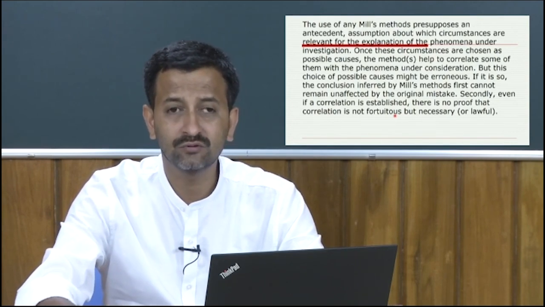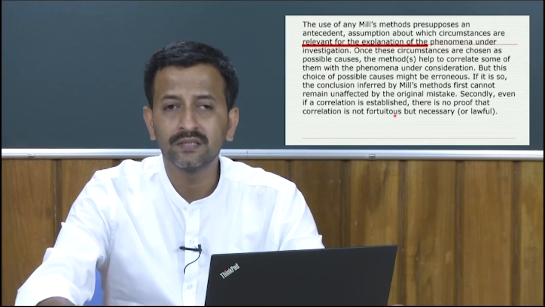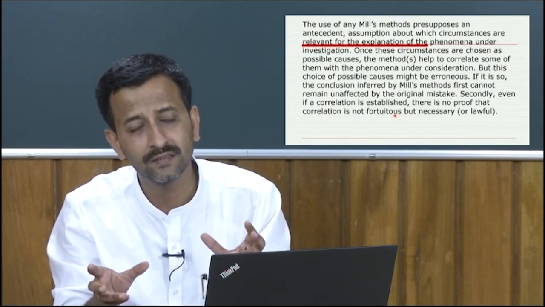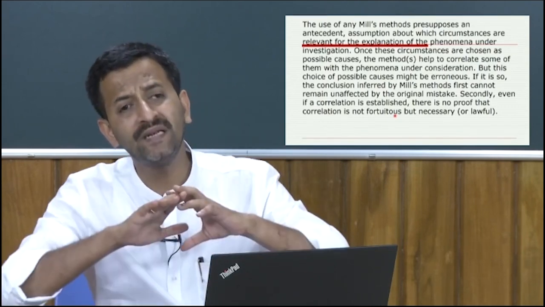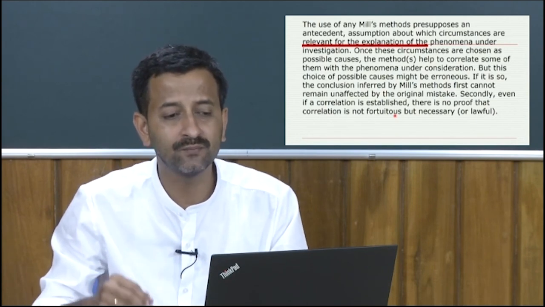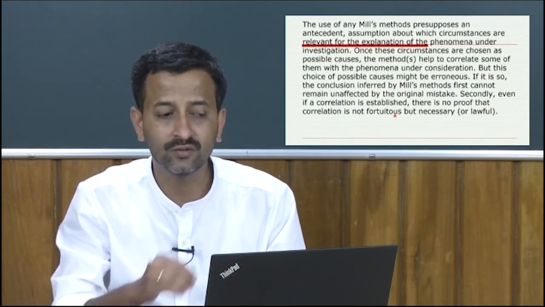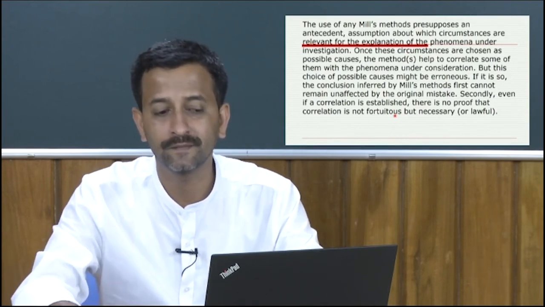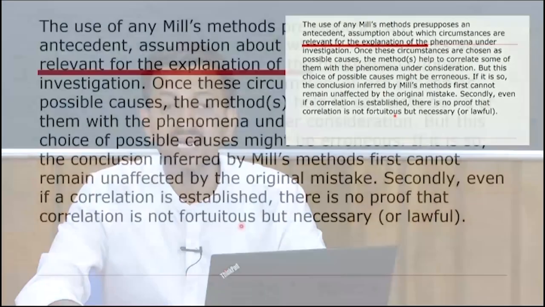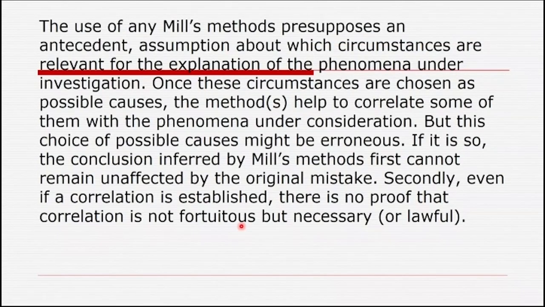Once these circumstances are chosen as possible causes, a single method among those five methods which we have discussed of John Stuart Mill, or a combination of two or three methods, helps us correlate some of them with the phenomena under consideration. But this choice of possible causes might be erroneous. If it is so, the conclusion inferred by Mill's methods cannot remain unaffected by the original mistake. Secondly, even if a correlation is established, there is no proof that the correlation is not fortuitous, but necessary.